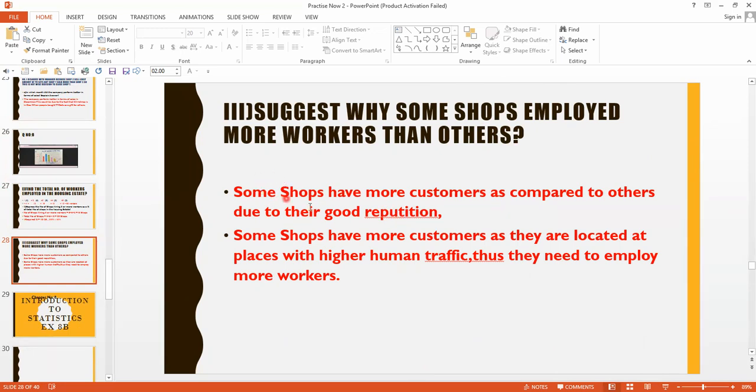Okay, so some shops have more customers as compared to others due to their good reputation. And some shops have more customers as they are located at places with higher human traffic. The population is higher, that's why more people come to those shops. Thus they need to employ more workers. Clear to all? This is all regarding exercise 8A.